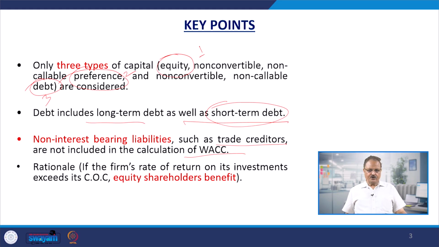But the non-interest bearing liabilities are also short-term liabilities, maybe sundry creditors, bills payable, or expense credits. They are also providing funds to the business, but they are self-adjusting, non-interest bearing, short-term liabilities. So they will not be included in calculating the cost of capital, right? And why do we calculate the cost of capital?